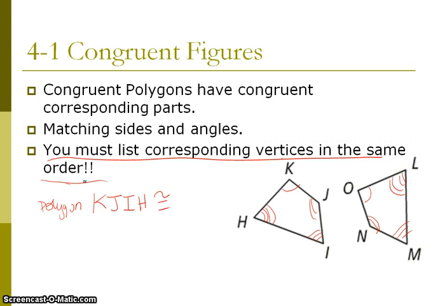So if I'm going to call these two figures congruent, I have to list the corresponding vertices in the same order. K corresponds with O, so I have to write that first. J corresponds with N, so I need to write that second. I corresponds with M, so I need to write that third. And then H corresponds with L, so I need to write that fourth, because K has to go with O, J has to go with N, I has to go with M, and H has to go with L, and that's very important. If you don't write it that way, then it's not a true statement.